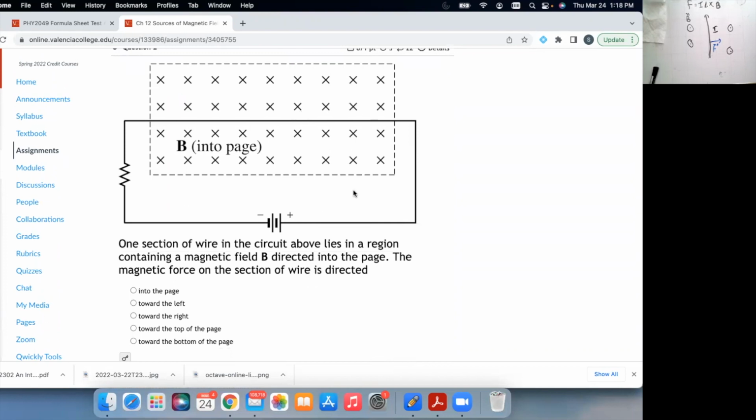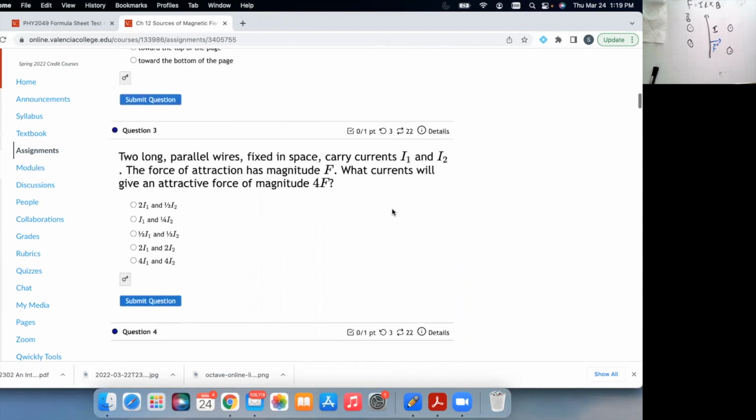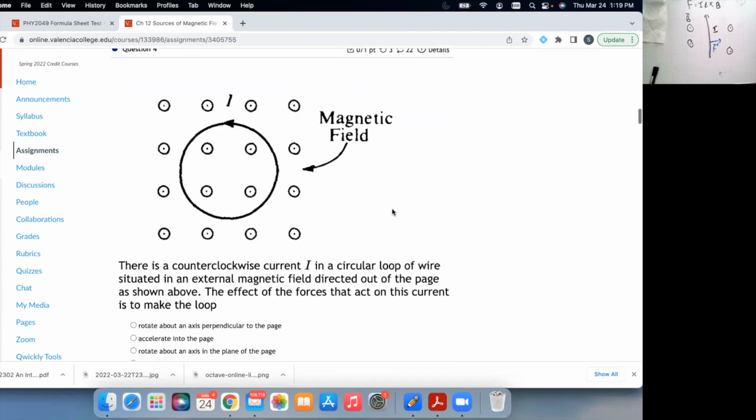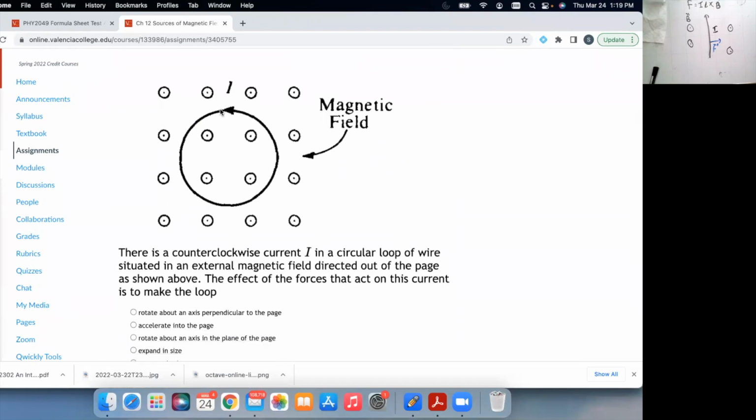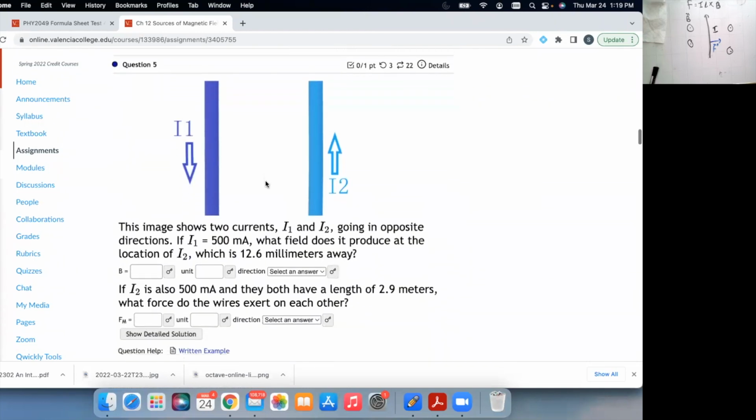Okay, you can play with this one. We got a current flowing. Current always flows from positive to negative, so the current's going to be coming out this way. Okay, that's a good one. Think about that one. I don't want to do all these for you.